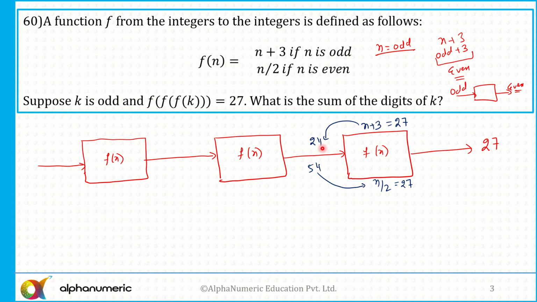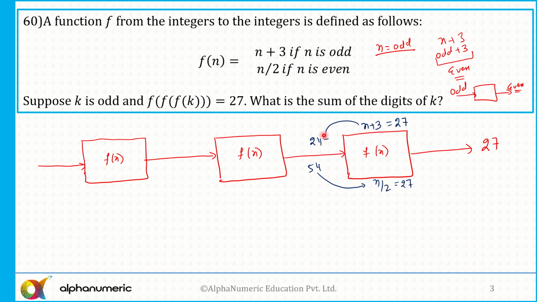But if I am taking 24, and 24 is an even number, I can't say 24 plus 3. If my input is odd, then only it will be 24 plus 3. So it means this case is not possible. Okay, I'm going to repeat. If I say this is 24, it is an even number, so it will pass through n by 2. In that case, it will become 12.